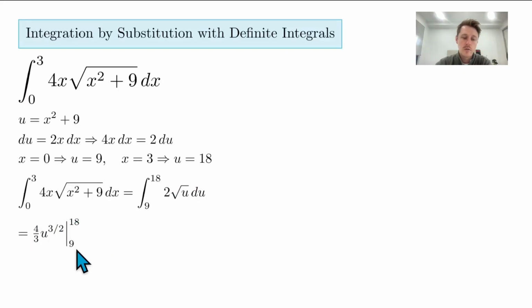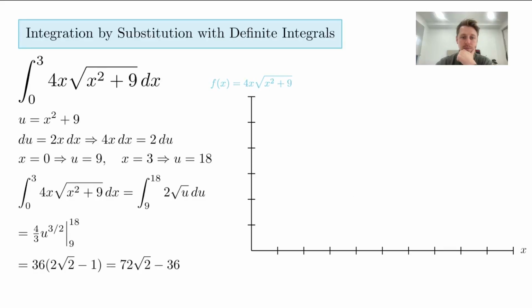And we know now that we're doing it between 9 and 18, because these are our new bounds, right? And so if you crunch the numbers on that, you will get this. And remember, when you're computing a definite integral, you substitute in the upper bound for u in this case, and then you subtract the lower bound substituted in. And so you'll get something like this, and our final answer simplifies to 72 root 2 minus 36.